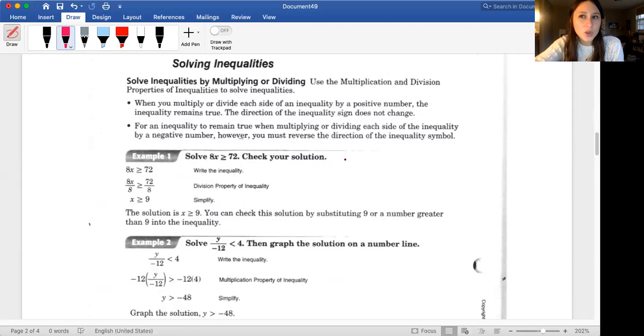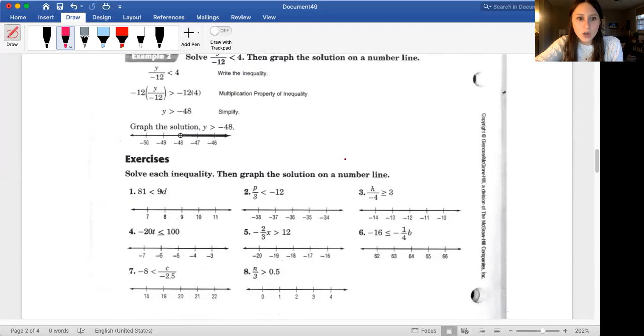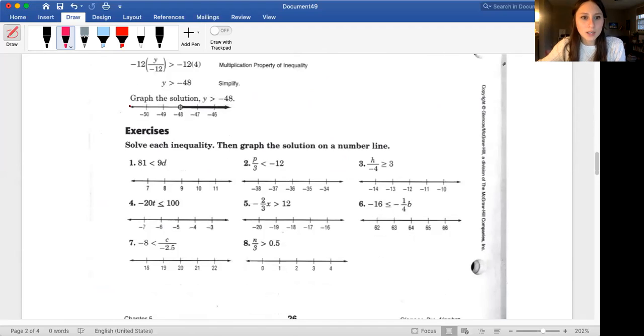Now, this is also pretty similar. So when we're solving an inequality, let's say I do number 1 over here. 81 is less than 9D. So to solve for D, I can divide both sides by 9, because the opposite operation of 9 times D is division. So when I divide this, I have 9 is less than D.